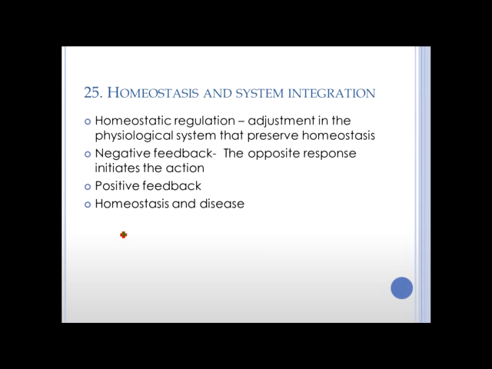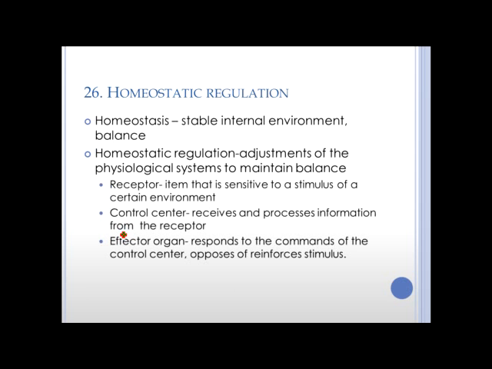And then homeostasis and disease, we'll talk about that. Balance and disease. Homeostatic regulation. Homeostasis is a stable internal environment or balance. Homeostatic regulation is the adjustment of the physiological systems to maintain balance. You do this through three different sections here. You have a receptor, an item that is sensitive to a stimulus of a certain environment, and then a control center receives and processes information from the receptor, and then an effector organ responds to the commands of the control center, which reinforces the stimulus.